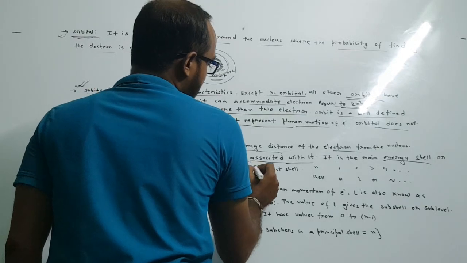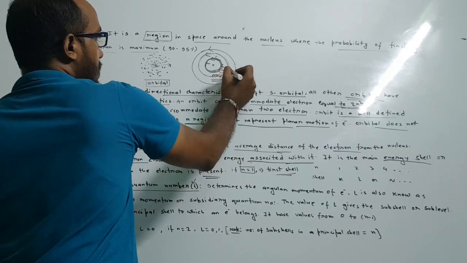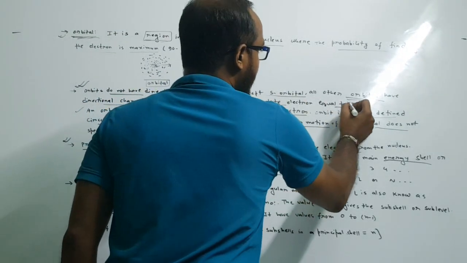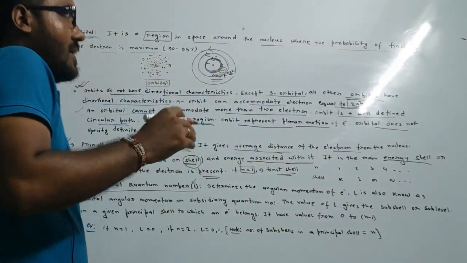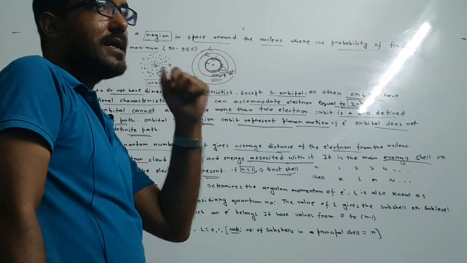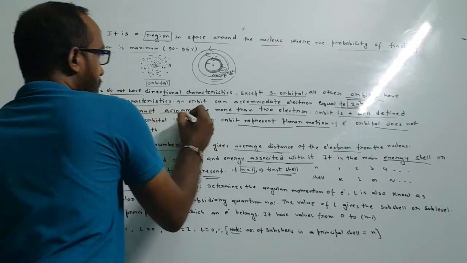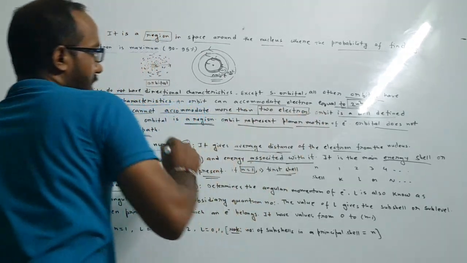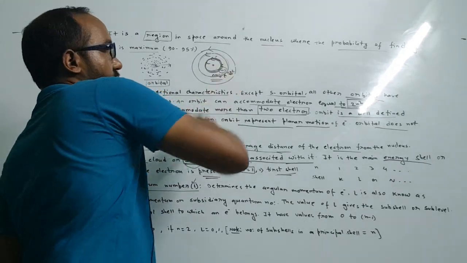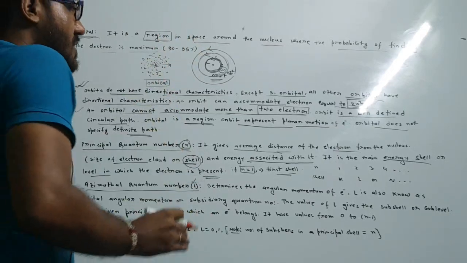If n equals 1, it represents the first shell. If n equals 2, it represents the second shell. And we have already formulated that in the second shell, the maximum number of electrons is 8. But in the orbital concept, we have just seen that an orbital cannot accommodate more than 2 electrons. If so, how are these electrons distributed in the shell? So you need a subshell where the electrons will accommodate themselves.